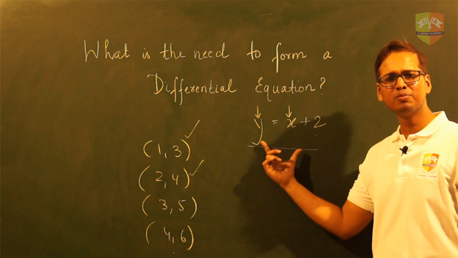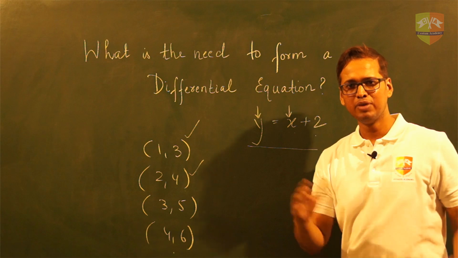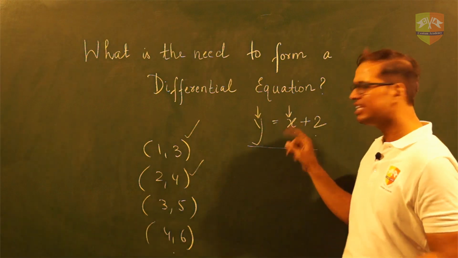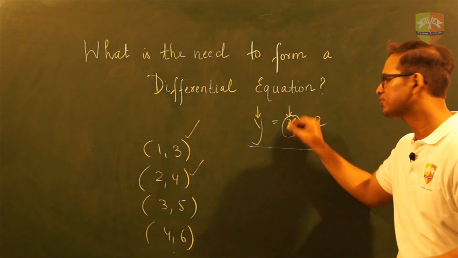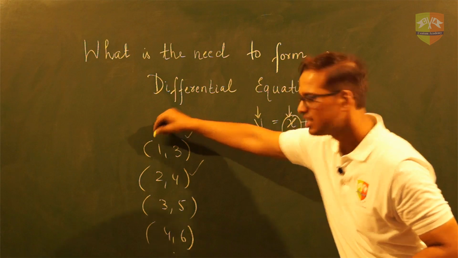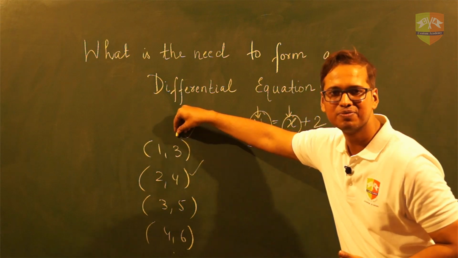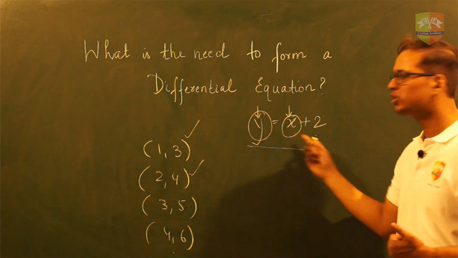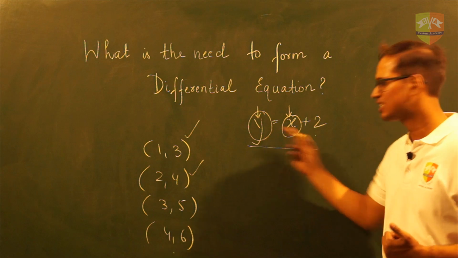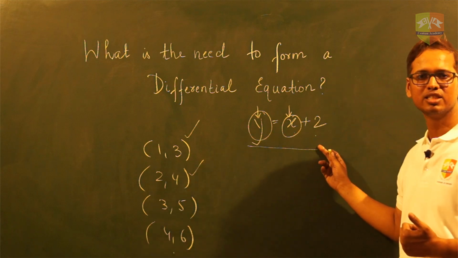So this is nothing but a relation which connects the x coordinate, which is nothing but your abscissa, and the y coordinate, which is nothing but the ordinate of this point. So 1 and 3 are related to each other in this fashion, just like 2 and 4 are related to each other in this fashion.